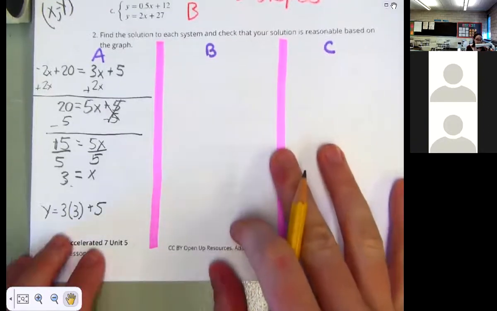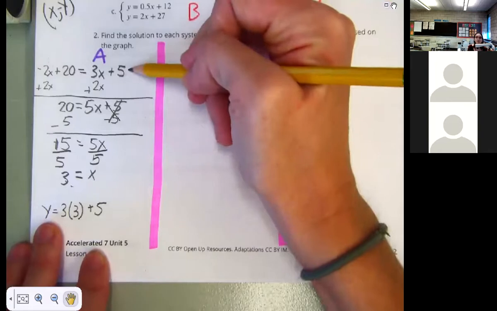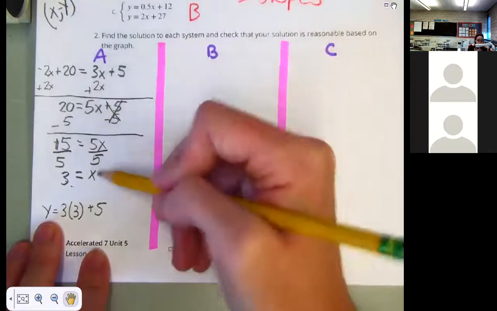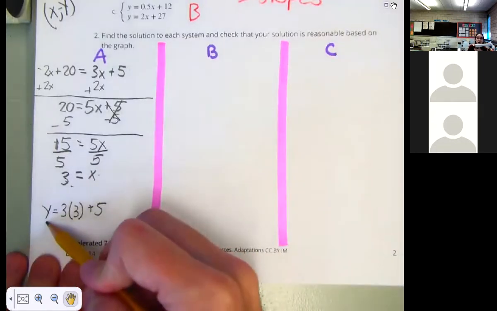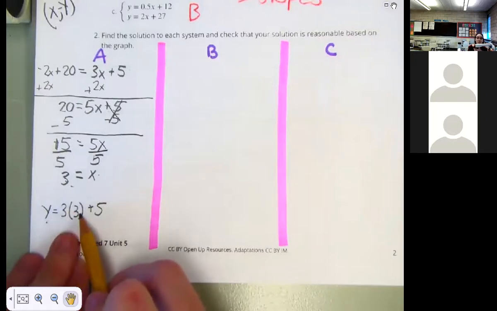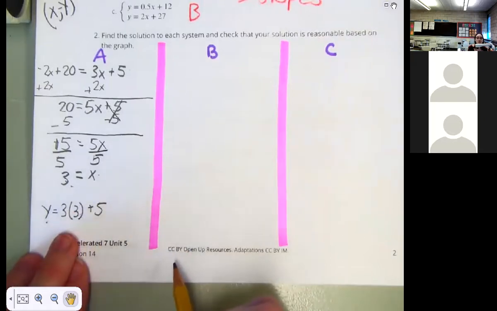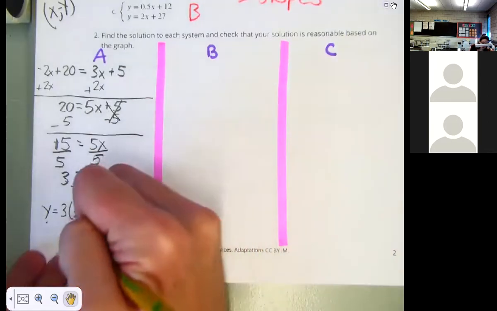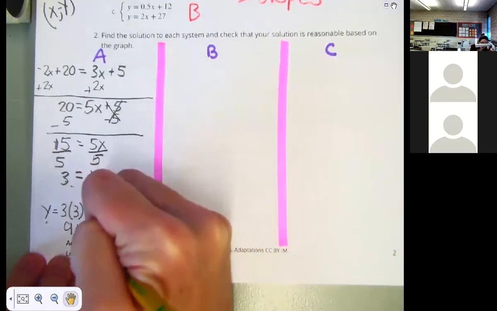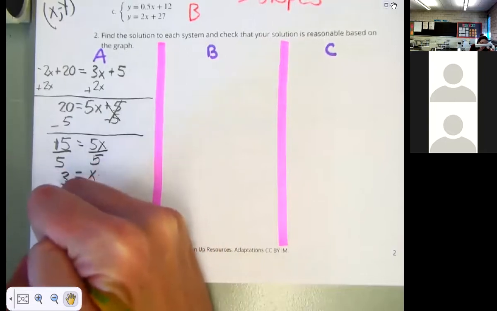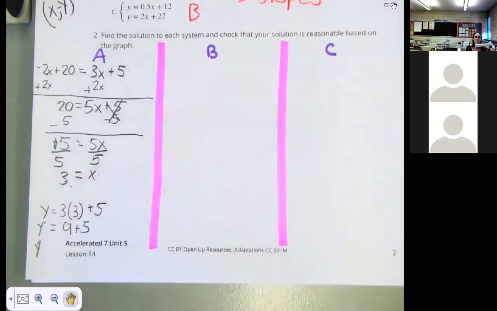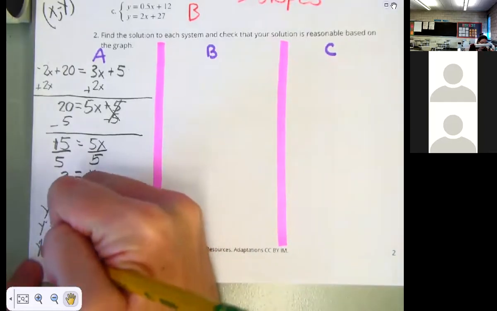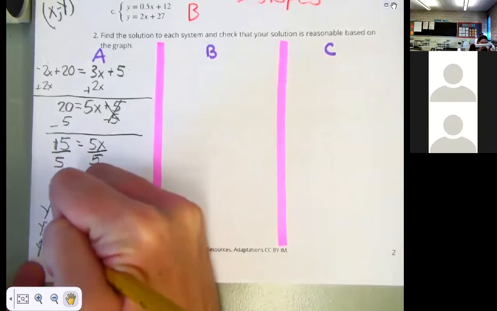Does everyone see how I did that? I took the equation here, and instead of having an x, I plugged in that x value that we calculated. And now I'm going to solve it for y. So what is 3 times 3? Very good. It's going to be 9. And then to that, I'm going to add 5. It's going to be equal to y. Y is going to be equal to what number? Very good, Junior. Nice job, Ian and Peyton. Fantastic. Y is going to be equal to 14.